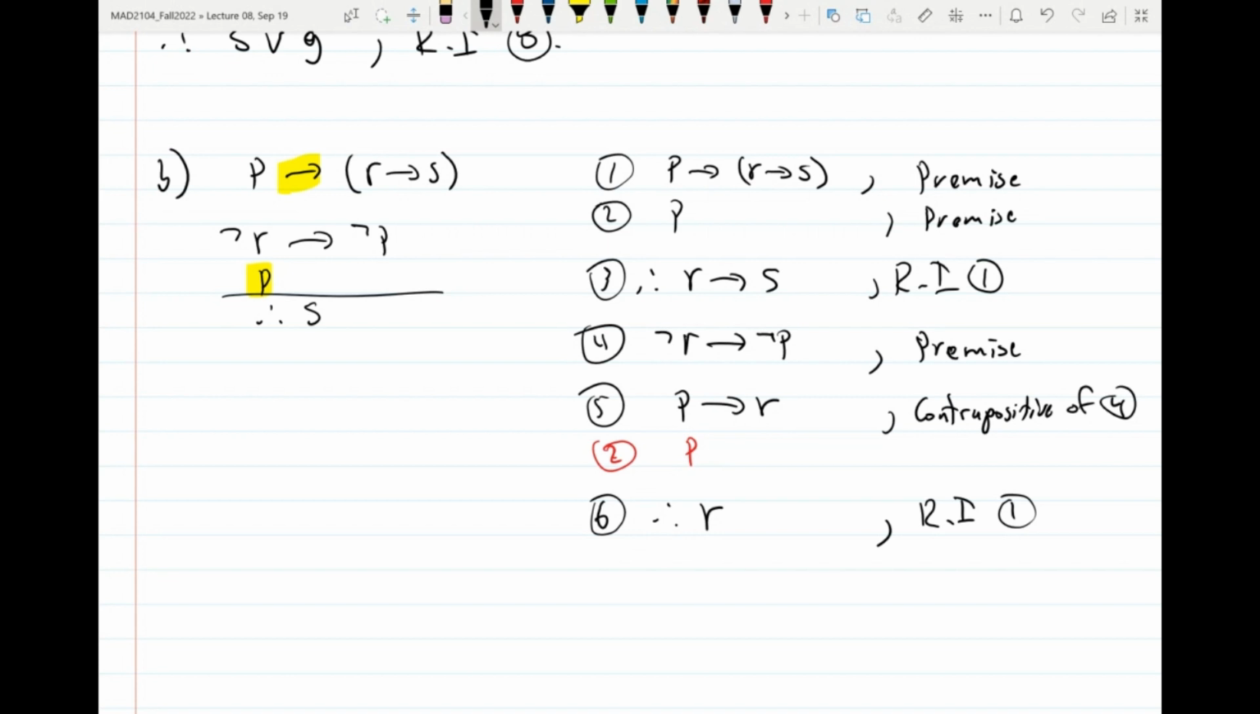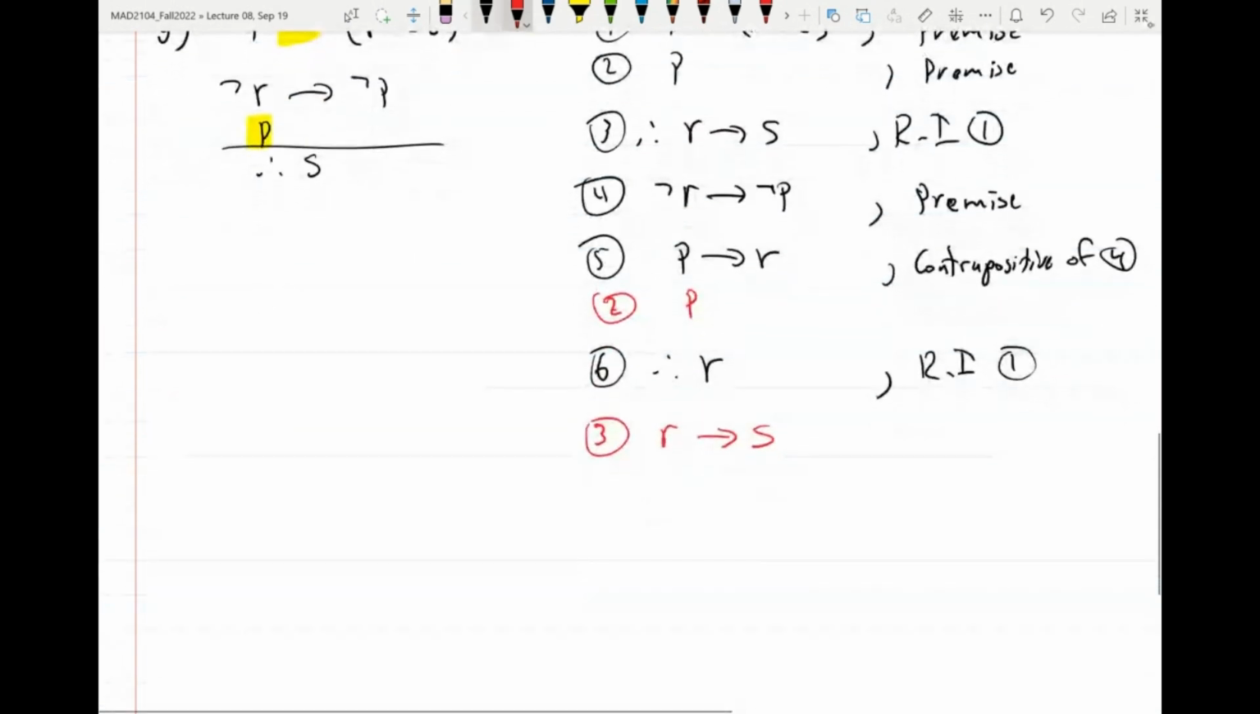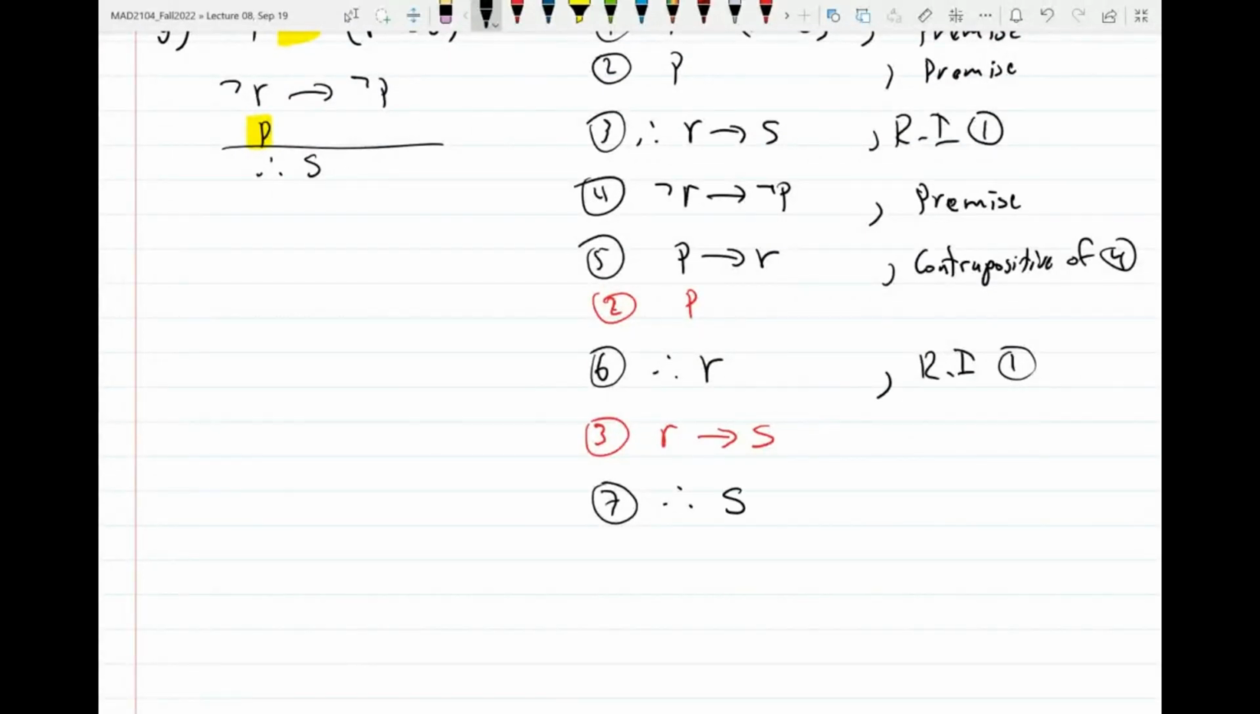Now what do we do with this? So we mix it with 3, and what do we get? S. That's what we want, right? So I'm gonna rewrite 3 in here, which says R implies S. Again, don't need to justify. I already justified above. And now mixing these 2, we can deduce S. So my 7th deduction is therefore S once again.